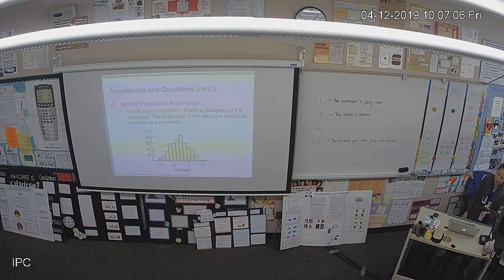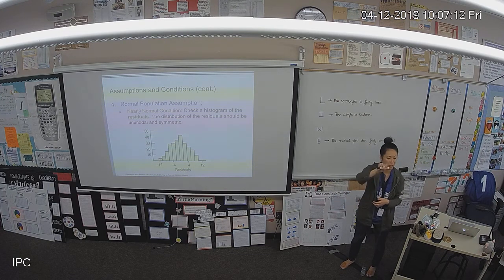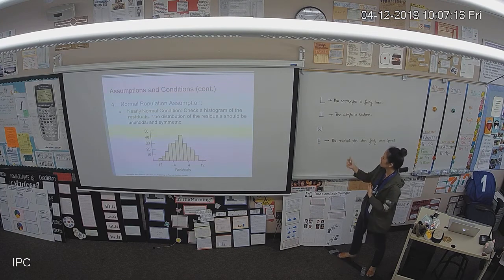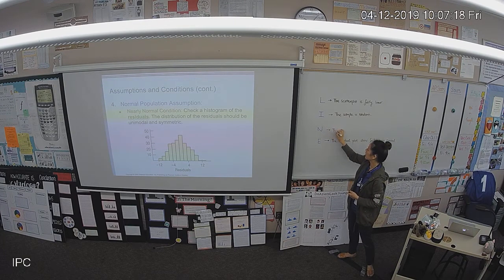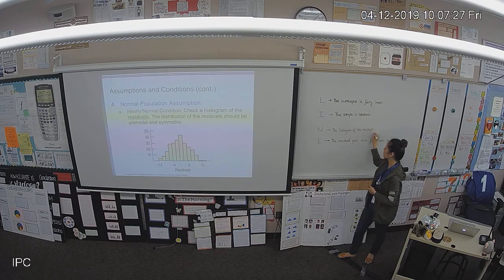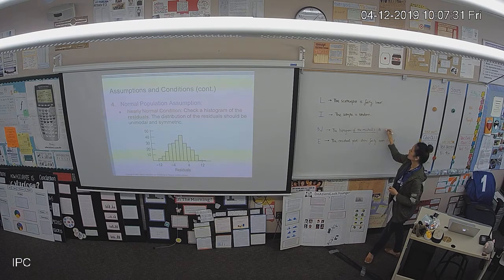N is the normal population assumption. Basically, we actually need to check the residual plot. The histogram of the residuals is fairly normal. So the histogram of the residuals, I'm going to underline that so I don't forget that, is approximately normal.